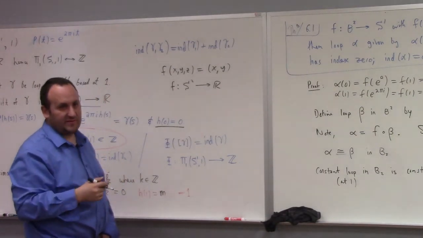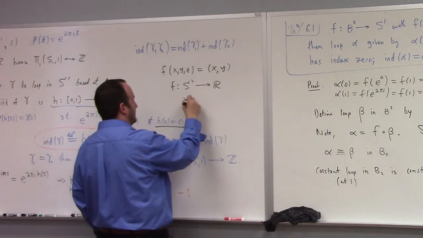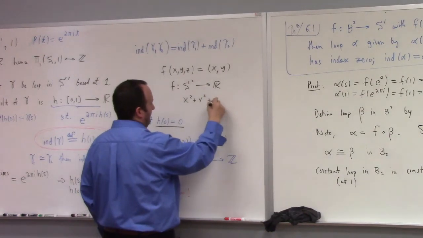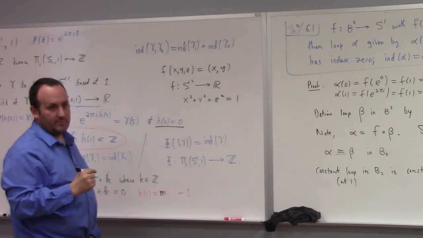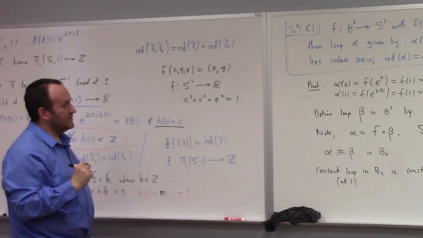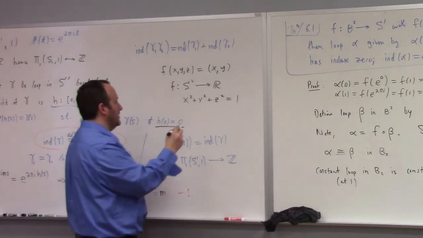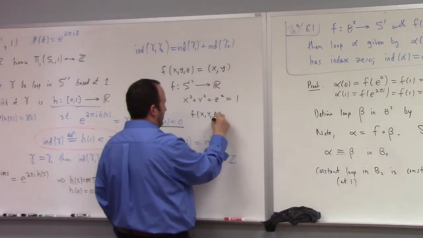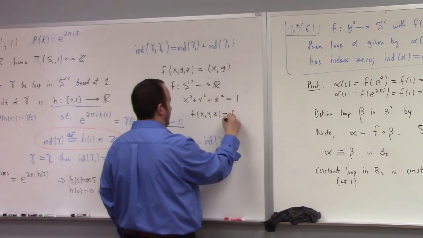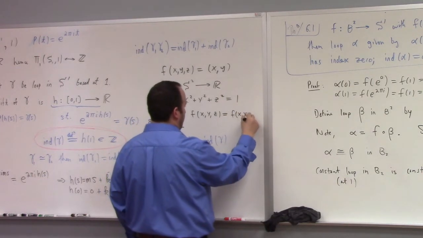This is a natural formula that defines a mapping from the two-sphere to the plane. But there are strings attached, are there not? X squared plus y squared plus z squared is 1. So notice that f of x, y, z is equal to f of x, y, minus z.